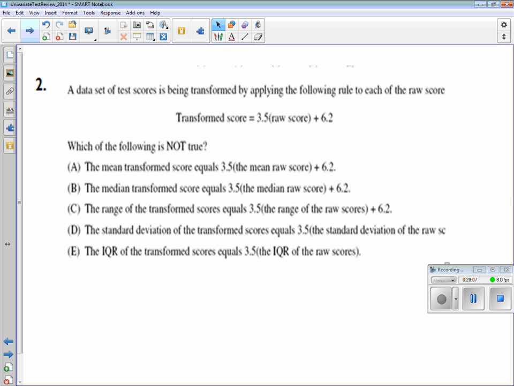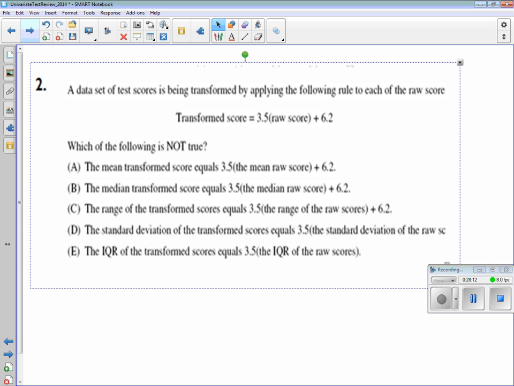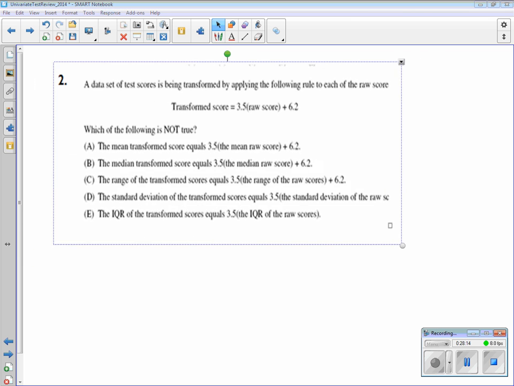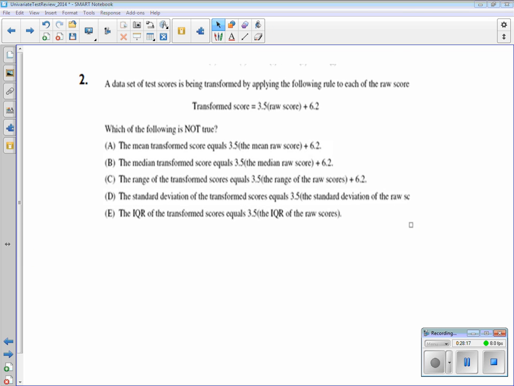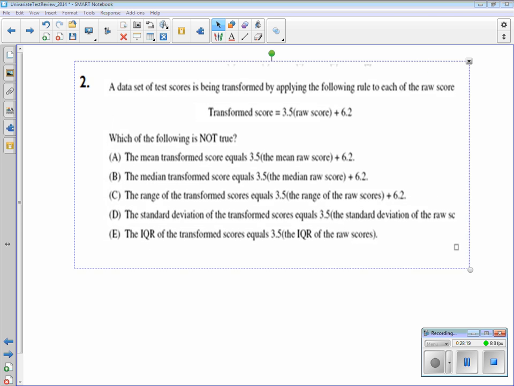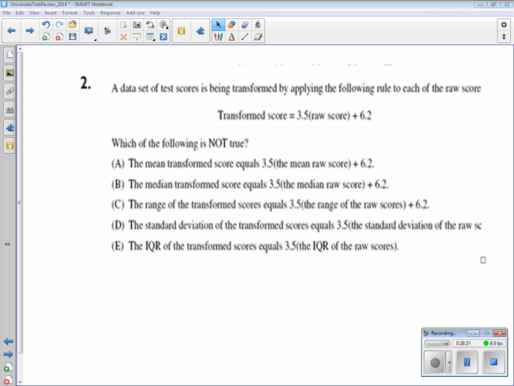Okay, let's try another one. This one's so ugly, and I apologize, but I might have to make it smaller so it's not quite so blurry. Is that worse? Is that better? I'll read it. Now this is a multiple choice question. Maybe if we just covered up the multiple choice, we could answer it better. So it says a data set of test scores is being transformed by applying the following rule.